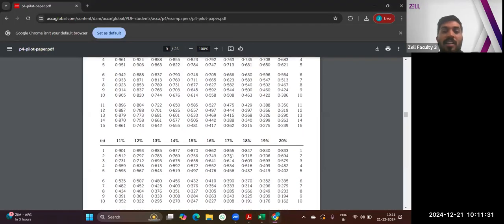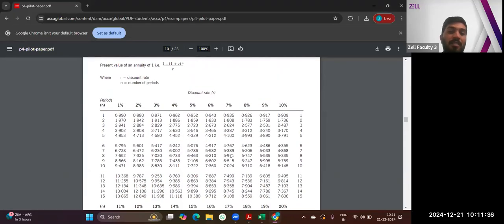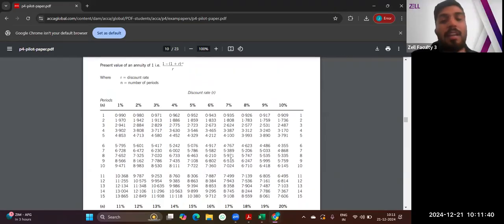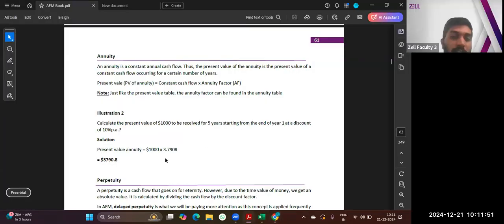Now, you guys are given an annuity table over here. Can you see the annuity table? Yes, sir. Okay. How do you use it for calculating the annuity? Let's say at 10%. How many times is your cash flow getting repeated? 5 years. 3.791. 5 years.